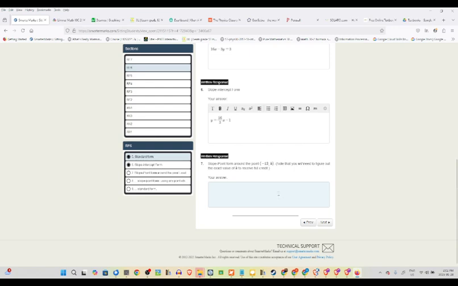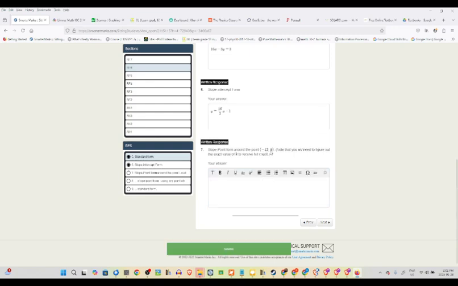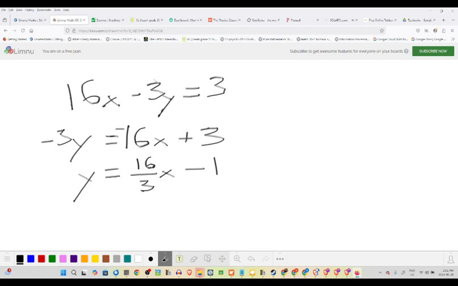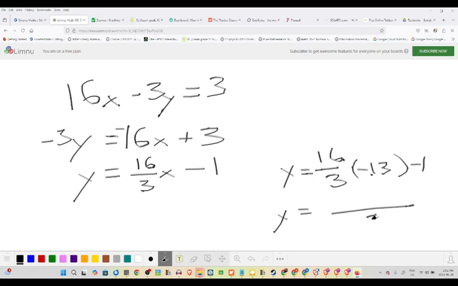Okay. And then finally, slope point form. It's around that point, negative 13. So we want to find out what the value is at negative 13. If we let x equal negative 13 here, we have y equals 16 over 3 times negative 13 minus 1. Oh, that one did come through. All right, so putting the whole thing over 3, our minus 1 is going to be a minus 3.